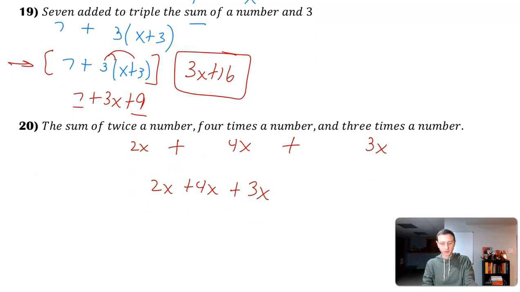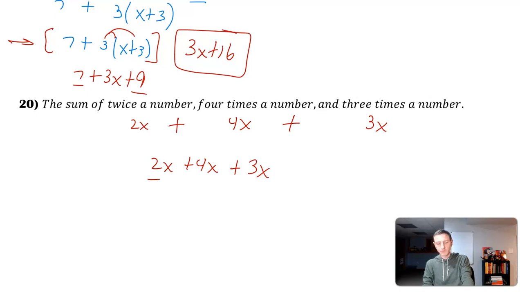I think I'm getting a little close to my camera. 2 plus 4 plus 3. These are all like terms because they're x to the first. So 2 plus 4 is 6. 6 plus 3 is 9. So 9x. So this is a fun one. This is the sum of all of these things added together.